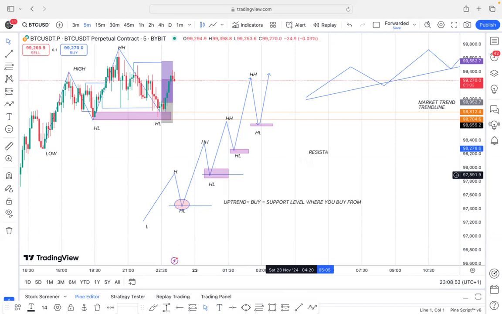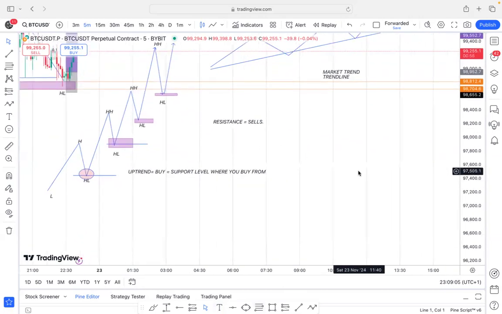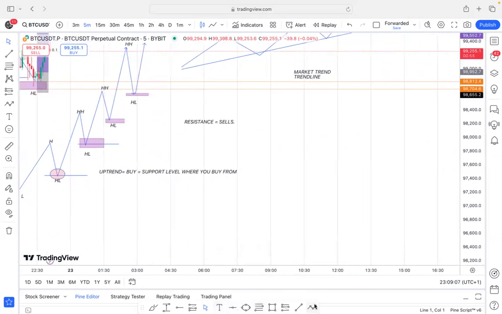Resistance equals sales, right? Now, when price goes to resistance, that's where you are looking to sell from. And in what trend do you sell from? You sell in a downtrend. So now this is an illustration of a downtrend.